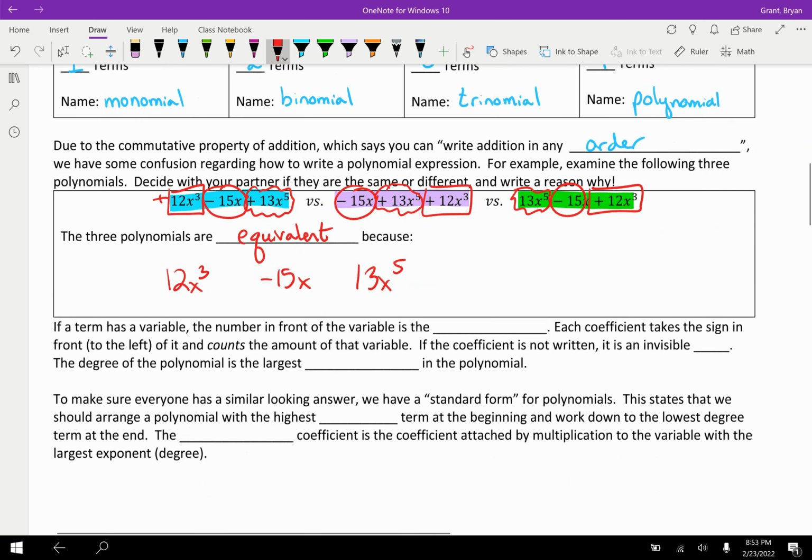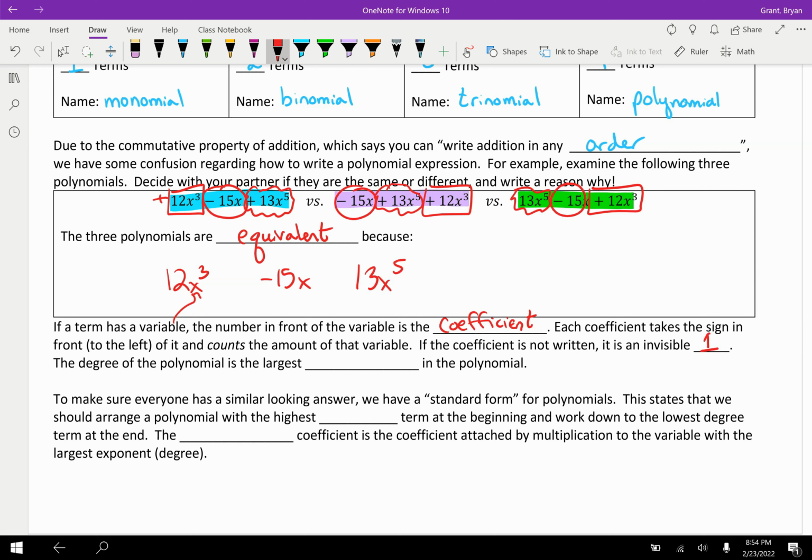Now, a little bit more vocabulary, and then we'll jump back to this. If a term has a variable, a variable is like a letter, like x here, then the number in front of the variable, and we talked about this before, is the coefficient. If you don't know how to spell it, it's 2 words to the right over here. Each coefficient takes or has the sign in front or to the left of it. And as we mentioned earlier, it counts the amount of that variable. If the coefficient is not written, it's an invisible 1.